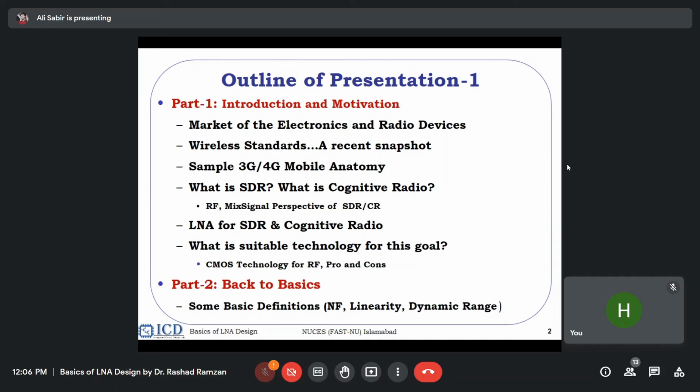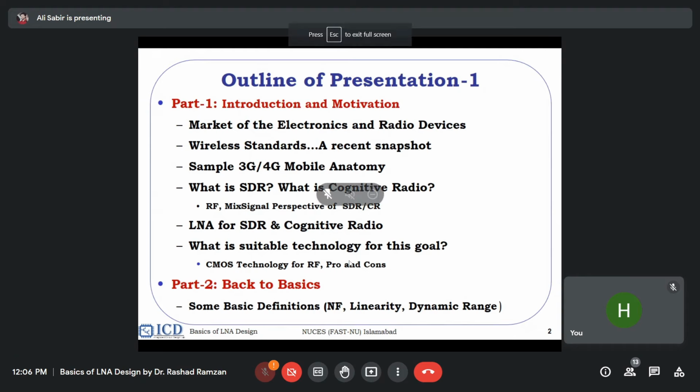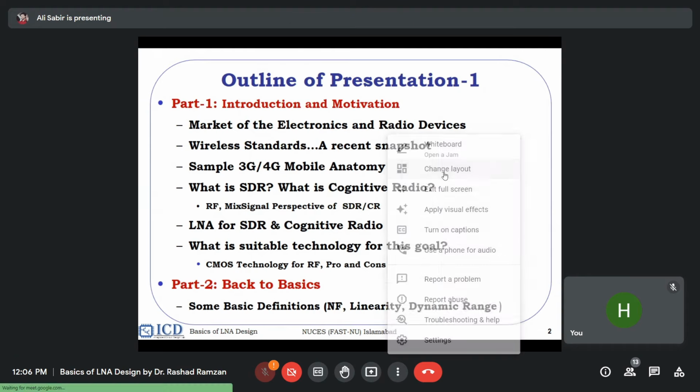Outline of presentation. Part one will be the introduction and motivation: what kind of communication standards we are using nowadays and how LNA fits into these communication standards. LNAs are the first component after the antenna in all kinds of radio systems, because the signal is very weak and we need to amplify the signal after the antenna. So this is the variety of LNAs which are available in the market and employed in these applications.